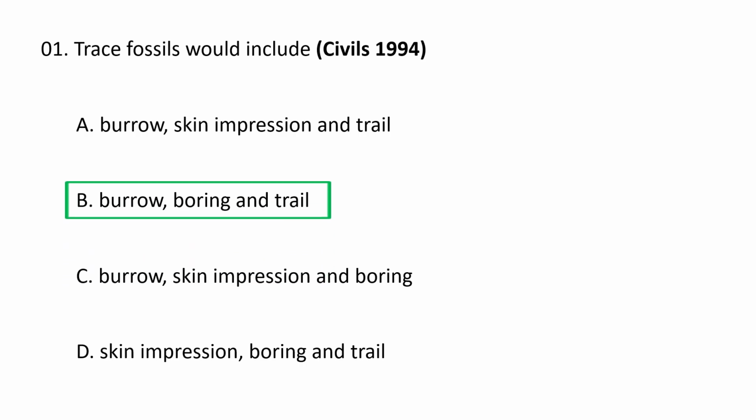Burrow, boring and trail. Trace fossils are indirect evidence of ancient life representing behavior rather than the organism itself, including footprints, burrows, trails and fossilized feces or coprolites. So these ichnofossils record the activity of organisms such as walking, feeding or nesting, typically preserved in sedimentary rocks. So trace fossils would include burrow, boring and trail. B is the correct option.